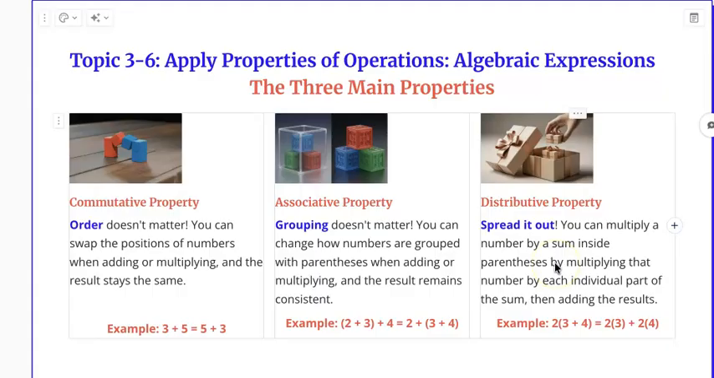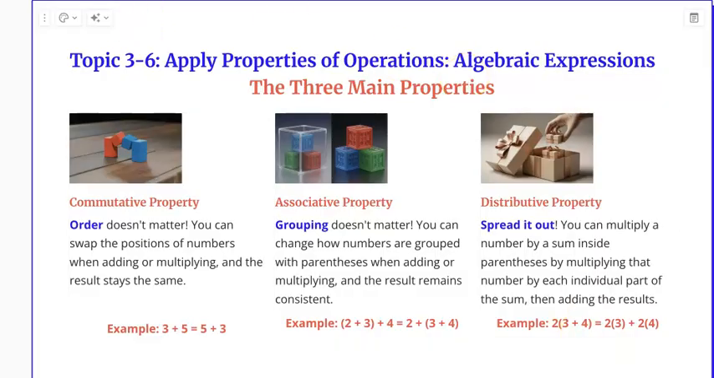Last one, distributive. It says spread it out. You can multiply a number by a sum inside parentheses by multiplying that number by each individual part of the sum, then adding. So take a look at the example. We have 2 outside. Inside the parentheses, it's 3 plus 4. What they did was they distributed, or they shared out, the 2 to both numbers inside. So it's 2 times 3, and then 2 times 4. You're sharing out, or you're distributing the number on the outside by multiplying it by the number inside. So distributive means to share it out, spread it out.